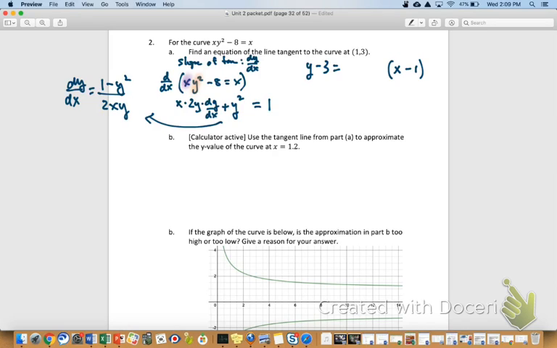So maybe I come over here and say dy/dx evaluated at (1, 3). And what is this? This is negative 8 over 6. So how about we just put negative 4/3 right there? Seem reasonable? A whole lot less scary looking?